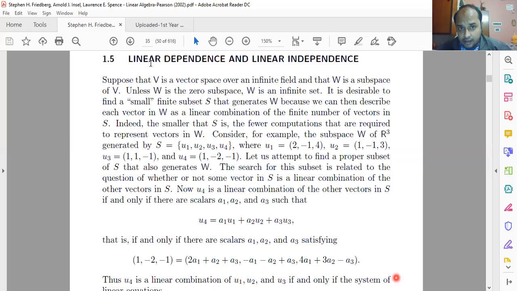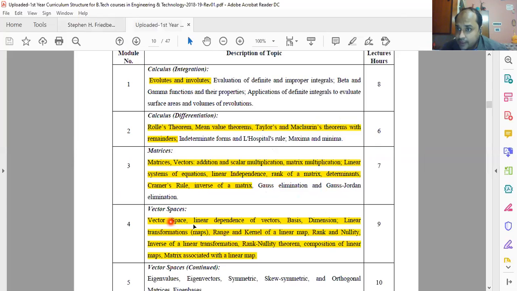Now let us go back to the syllabus part. In the syllabus, what is written is linear dependence of vectors in this particular module. Actually, now I have shifted; all the gaps have been fulfilled. After vector space, we have studied subspace, then linear combination of vectors, then spanning set. And after this, we have come to this part, linear dependence of vectors.